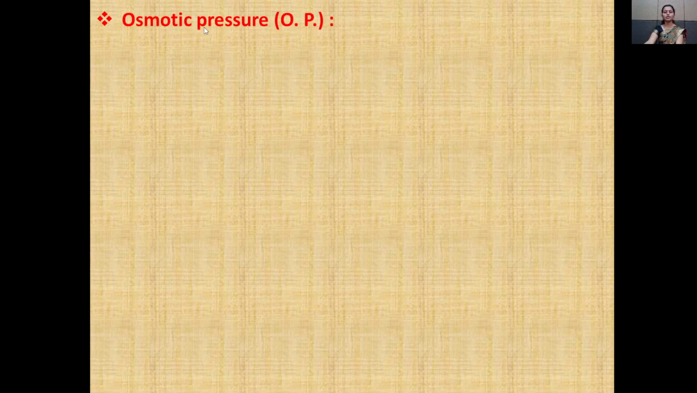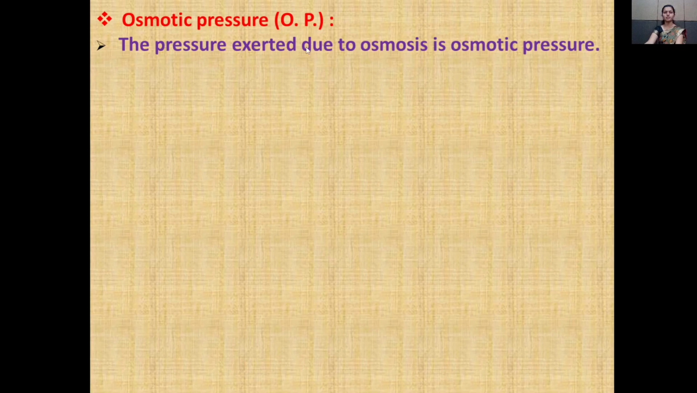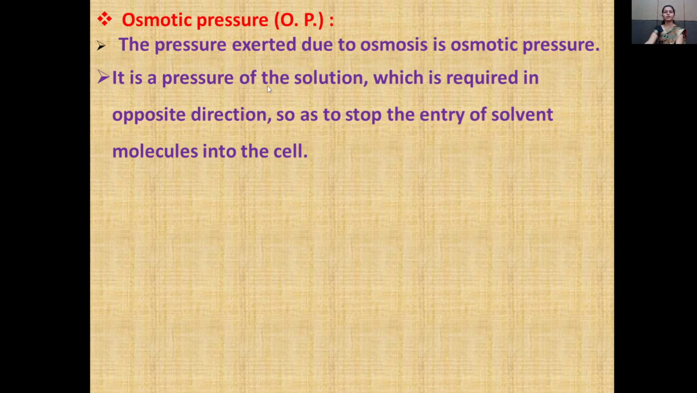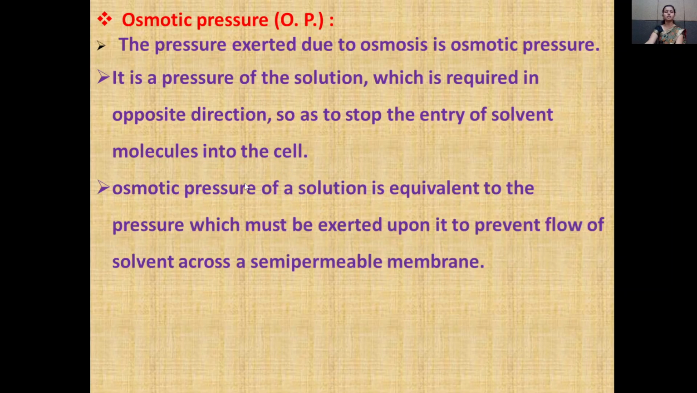Next point is osmotic pressure, in short OP. The pressure exerted due to osmosis is osmotic pressure. It is the pressure of the solution which is required in the opposite direction so as to stop the entry of solvent molecules into the cell. Osmotic pressure of a solution is equivalent to the pressure which must be exerted upon it to prevent flow of solvent across the semi-permeable membrane.